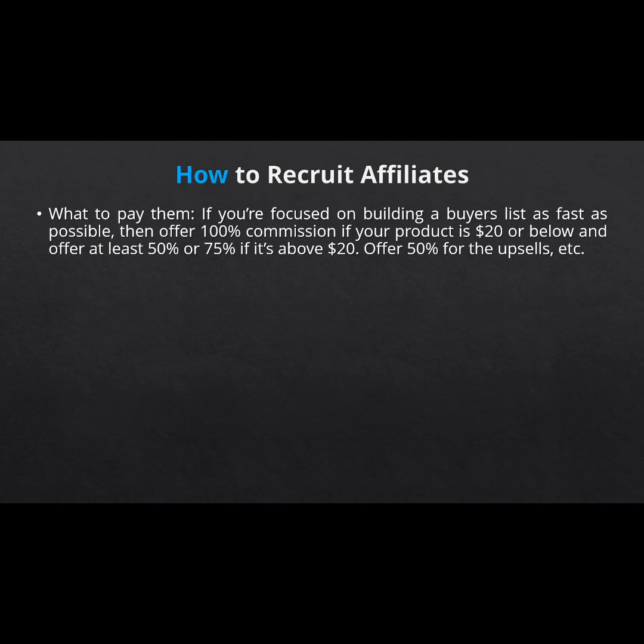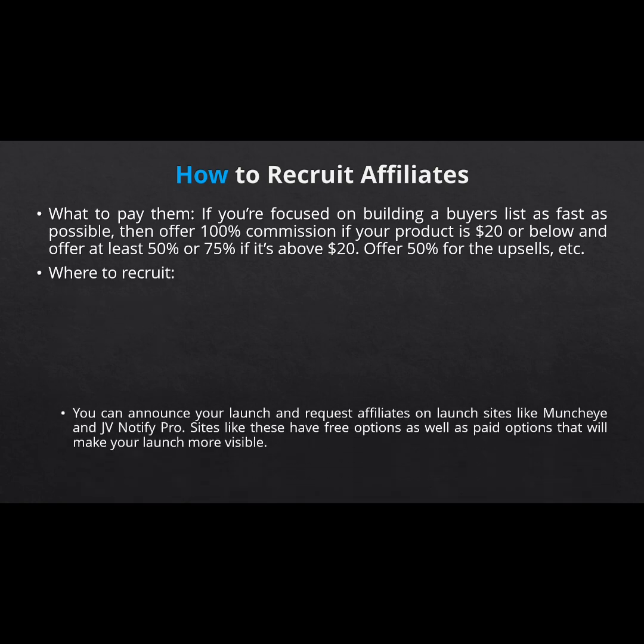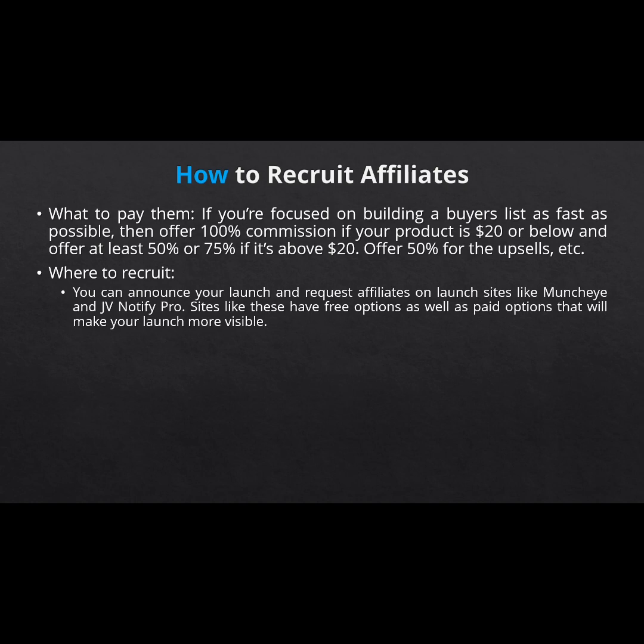Let's talk about where to recruit. Launch announcement sites are an excellent place to let JVs know about your upcoming launch. The two most popular ones are Muncheye and JV Notify. Both of these have a free level where you can list your upcoming launch. However, to get an extra edge, you might opt to pay for added exposure on these sites. Both of them have paid options that will cause your JV recruiting ads to be more prominent and get more views.